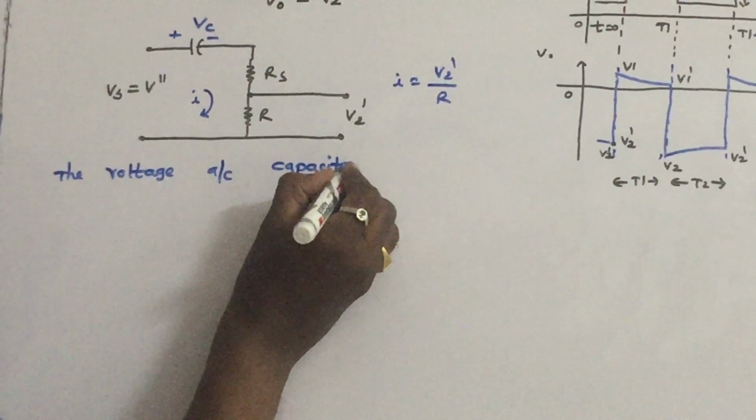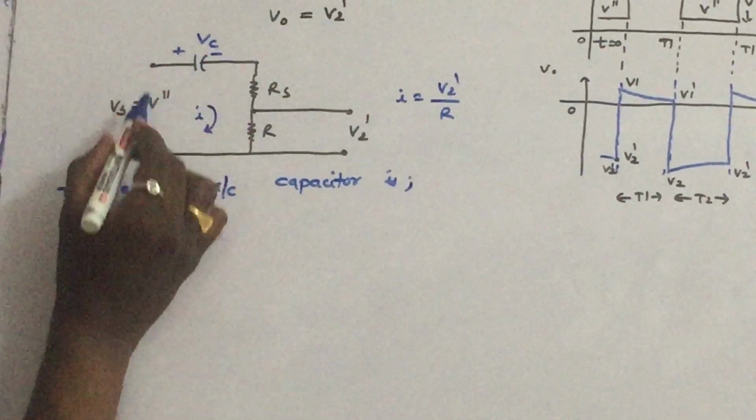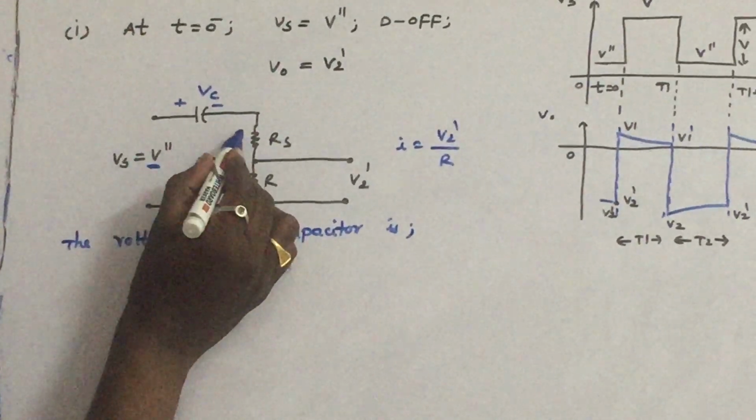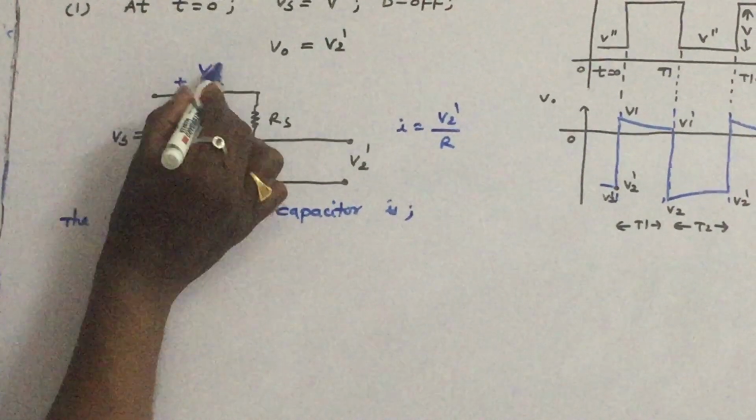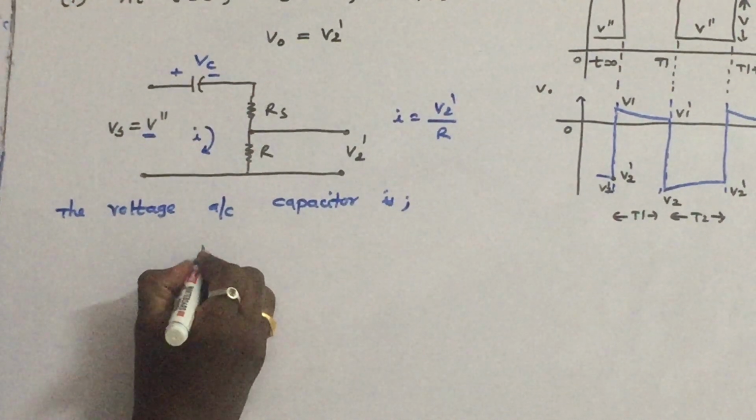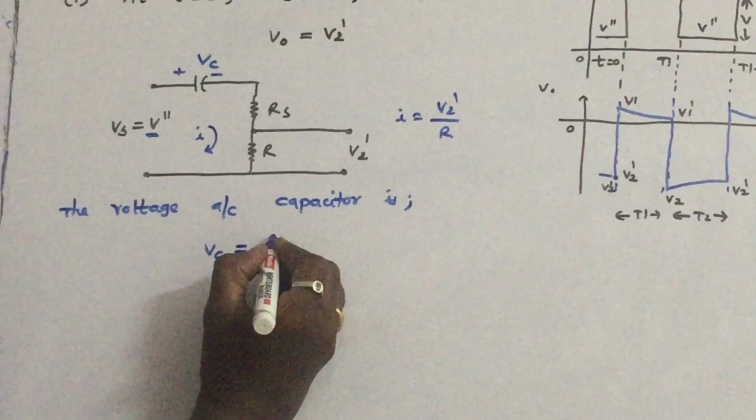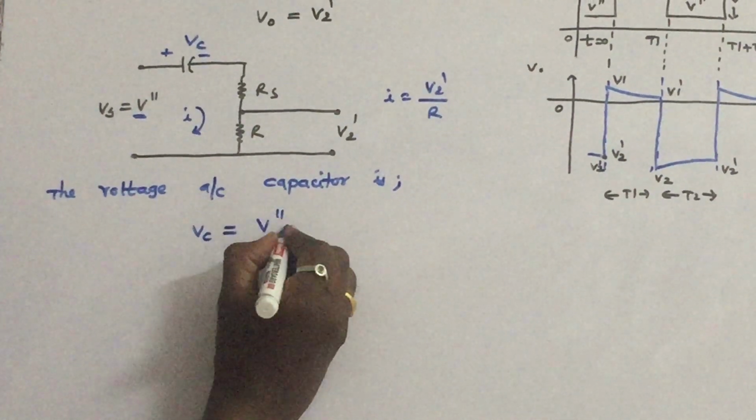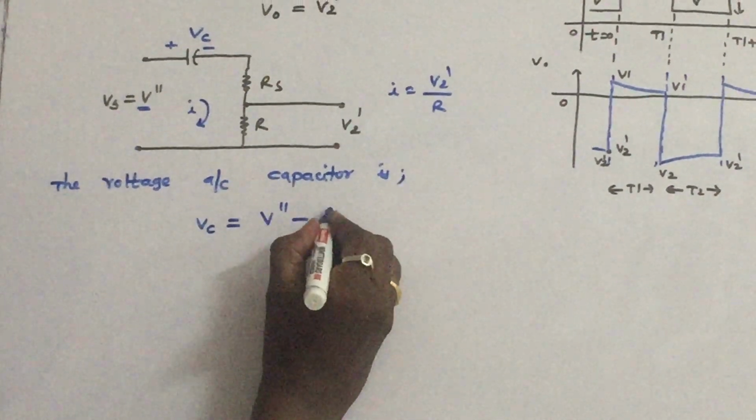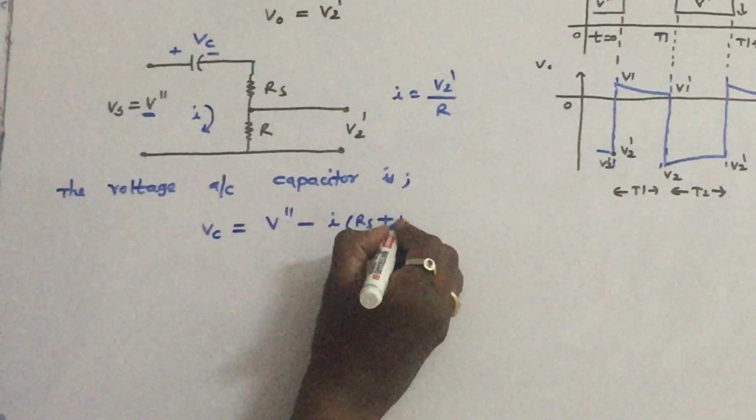The voltage across the capacitor is a simple formula. What is the voltage across the capacitor? It is the input minus the drop across RS and RF. That will give the capacitor voltage. So what is the capacitor voltage? Capacitor voltage V double dash is the input voltage minus I into RS plus R.